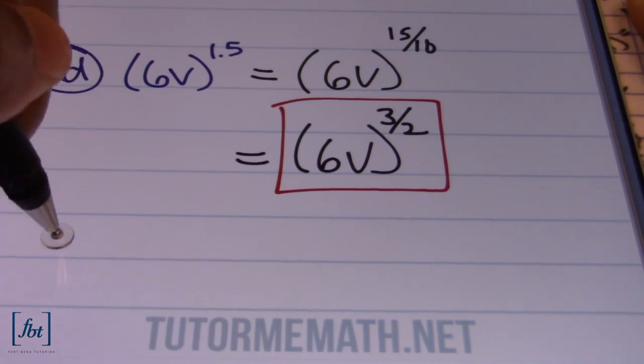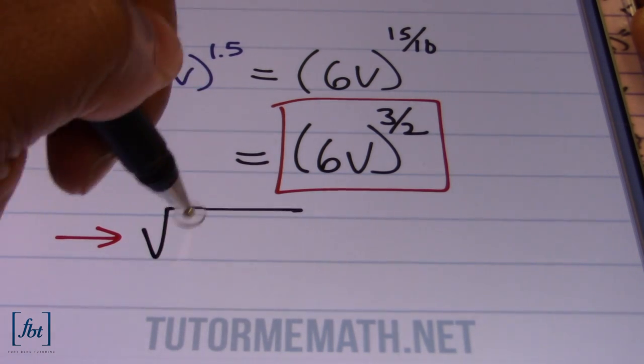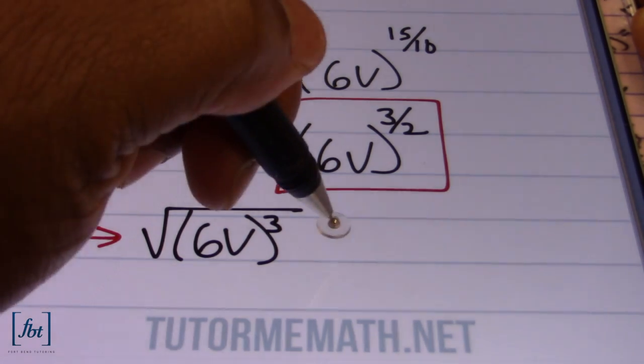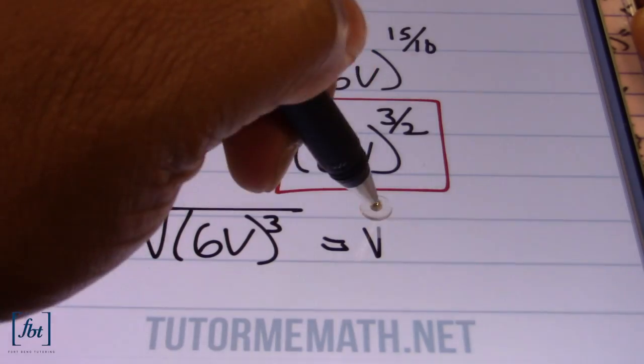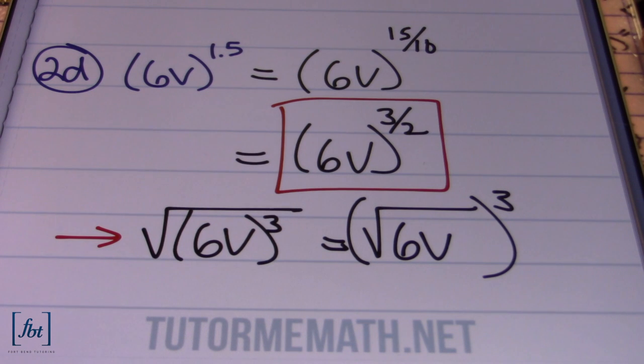We're going to go ahead and say that we know that in radical notation, this quantity here could be written as the square root of 6V cubed. You can show it that way, or you can show that you have the square root of 6V, cubed. I just wanted to let you know, because the question was a little funky: it was already in exponential form, but it wasn't written as a fractional exponent. I want to give you a little extra for 2D. So there you go. You got a little icing on the cake for this one for free.